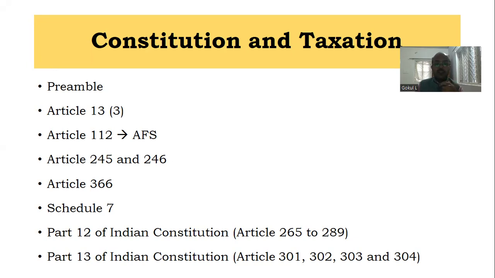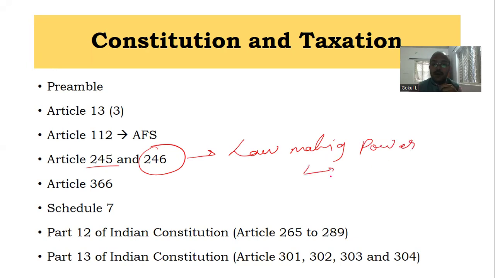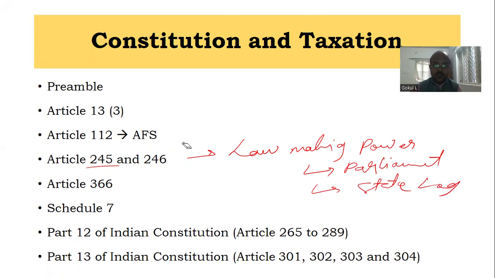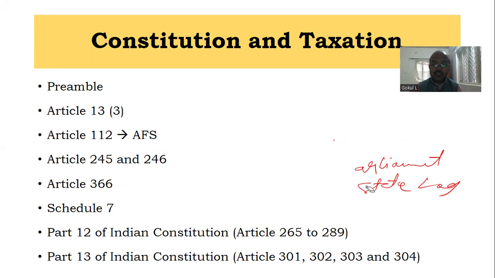Next, Articles 245 and 246. This speaks about the law making power of whom? Parliament and state legislature. So these two, what power do they have in law making, right? So with respect to tax law also, who has the power? All these things are discussed in these articles.